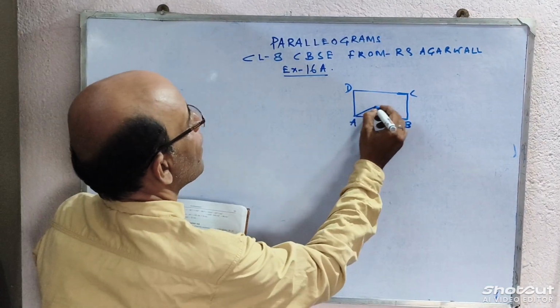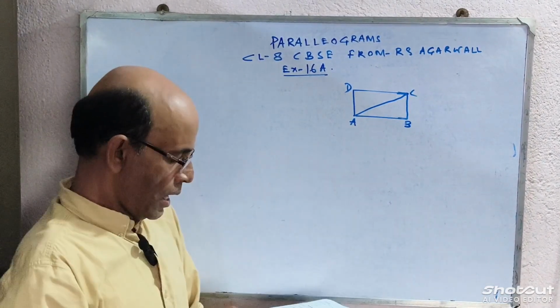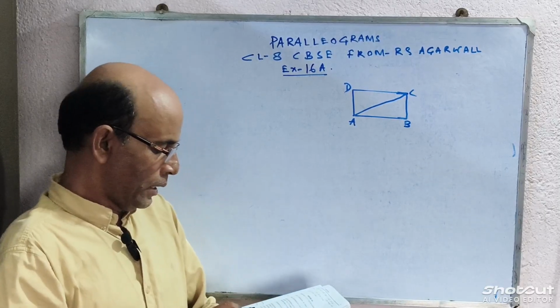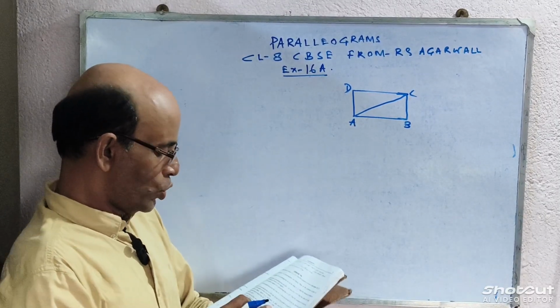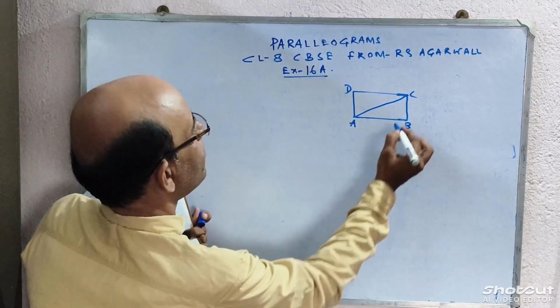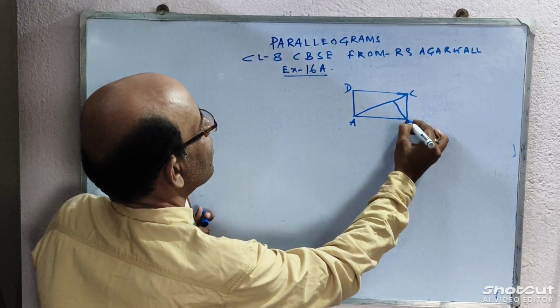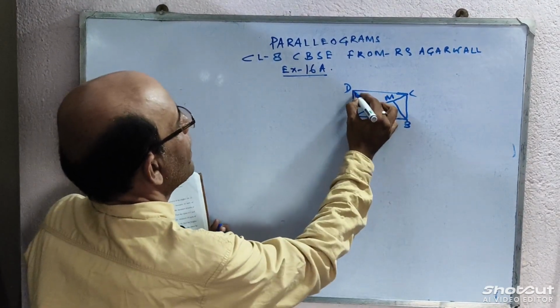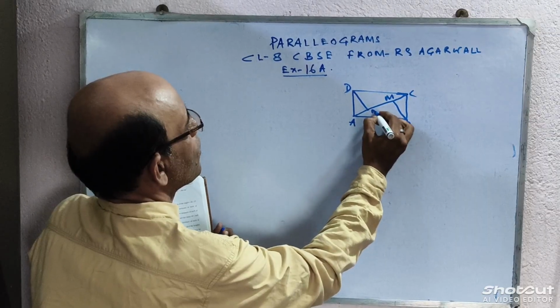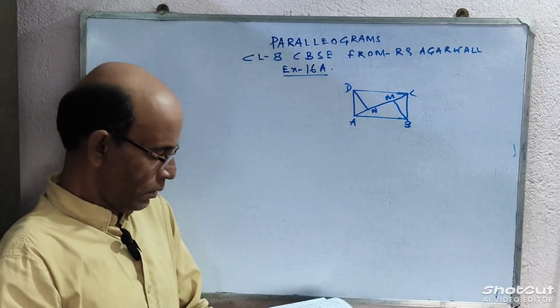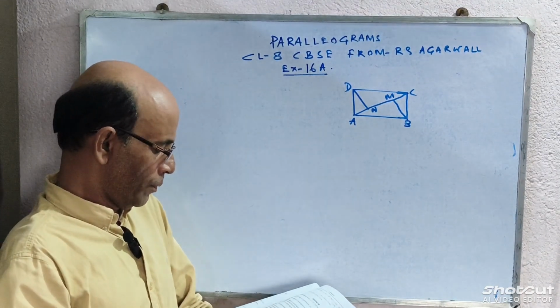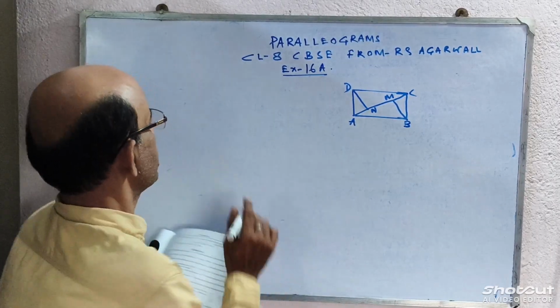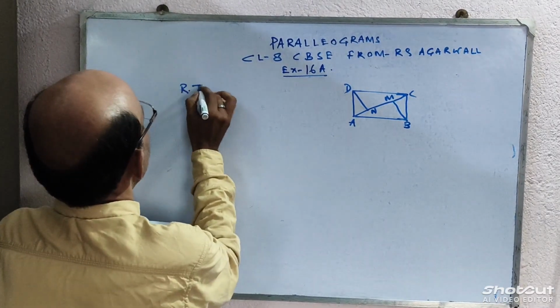AC is a diagonal and a perpendicular BM is drawn from B to AC, and DN is also drawn. Prove that. That means required to prove. What to prove?